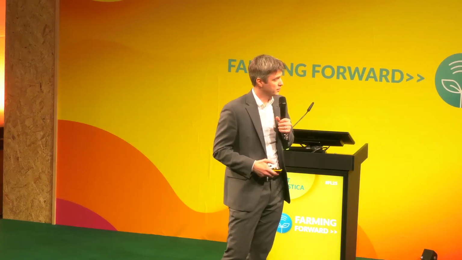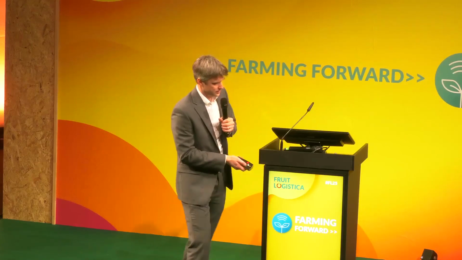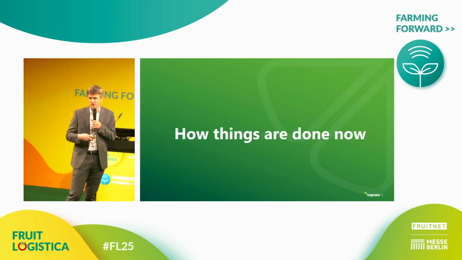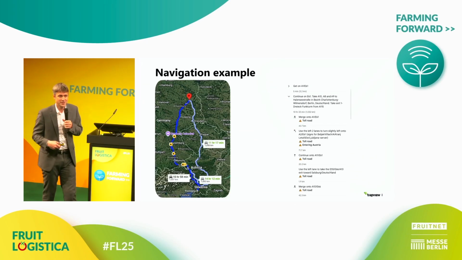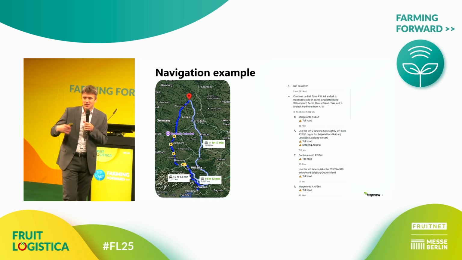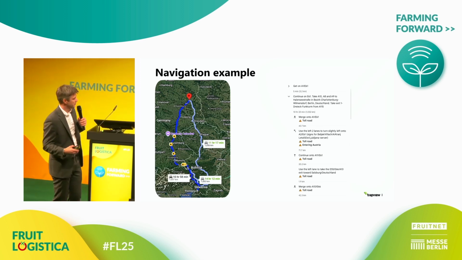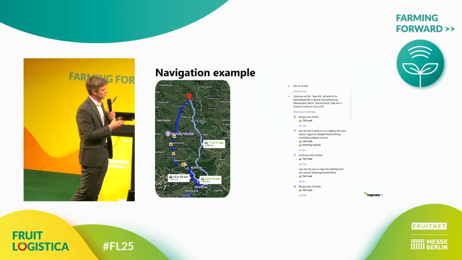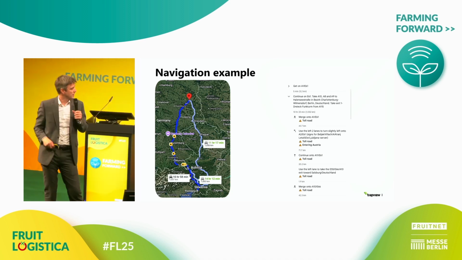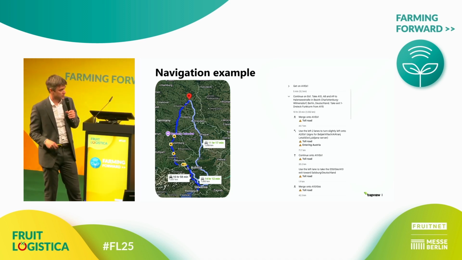But before we dive into it, let's first check how things are done at the moment. And the easiest way to explain this is through an example that everyone knows. That example is navigation, right? So if I would come here by car, I would put in Google Maps, what's the route, and it would take me around 11 hours, about 1,000 kilometers.